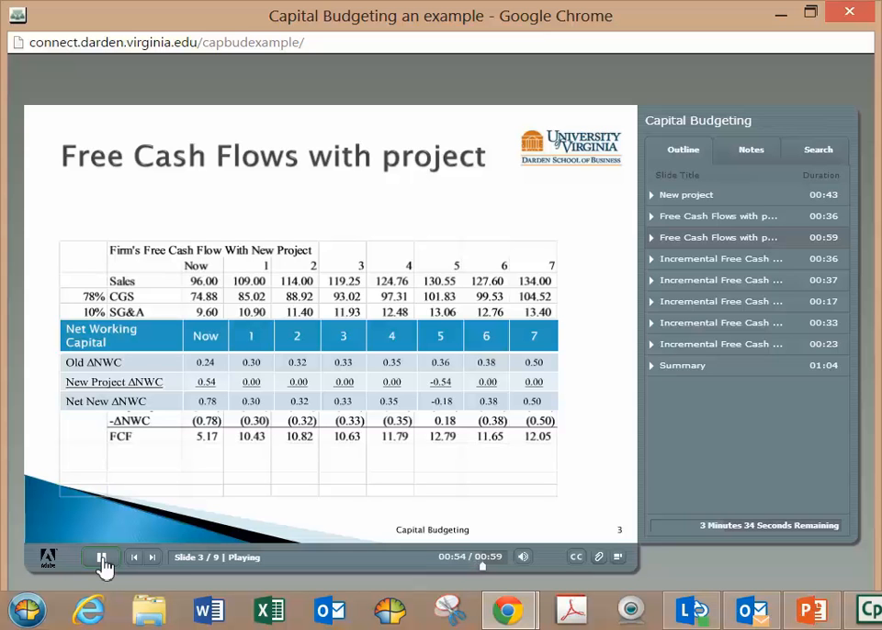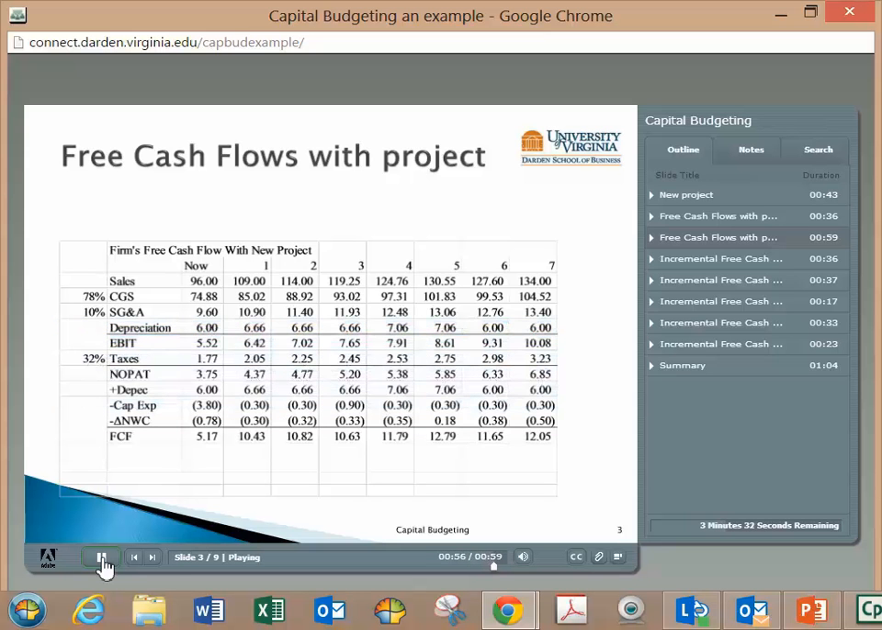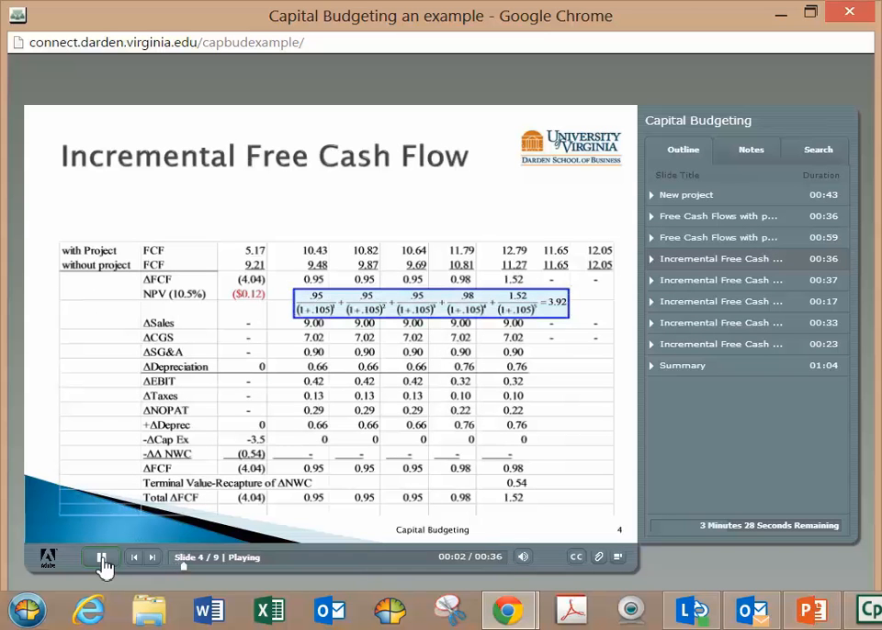Now we can estimate the incremental free cash flows for the project. We start with the free cash flows for the firm with the project and then deduct out the free cash flows for the firm without the project. The difference is the incremental free cash flows attributable to the project.